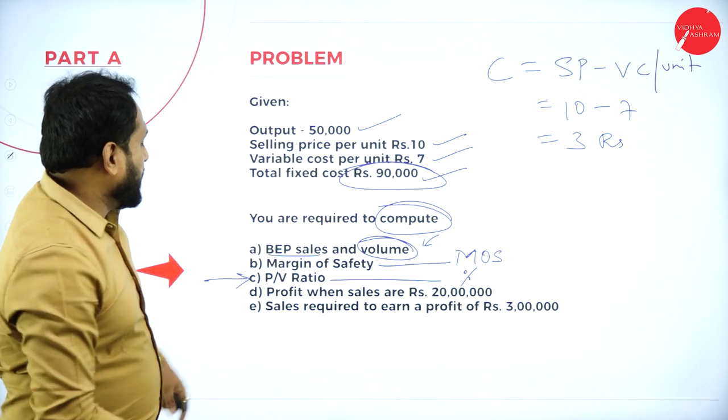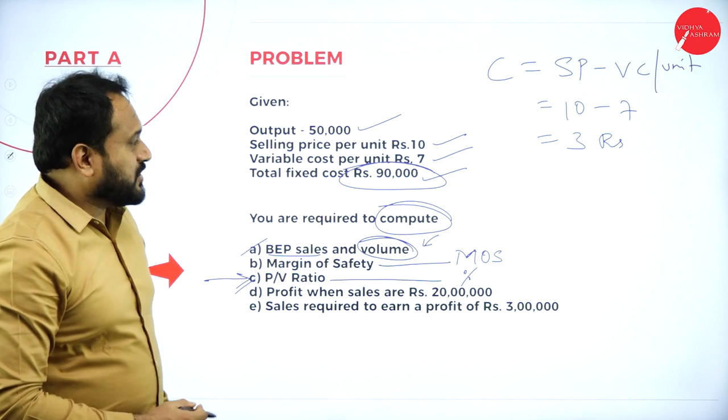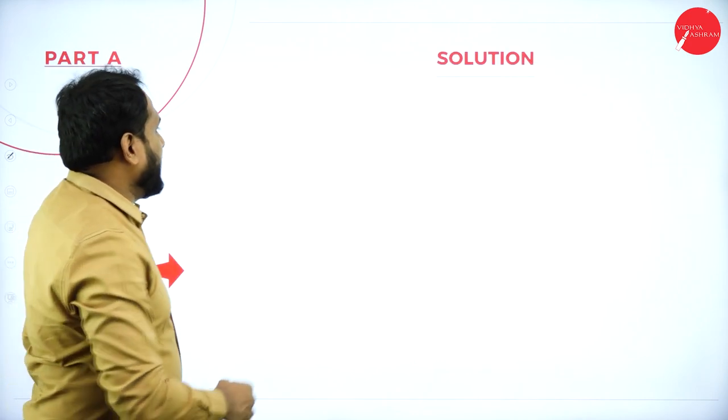Next one we have is, now this is done, this is done. Next is margin of safety. When I go with margin of safety, understand here, I'll take the next one, that is B.